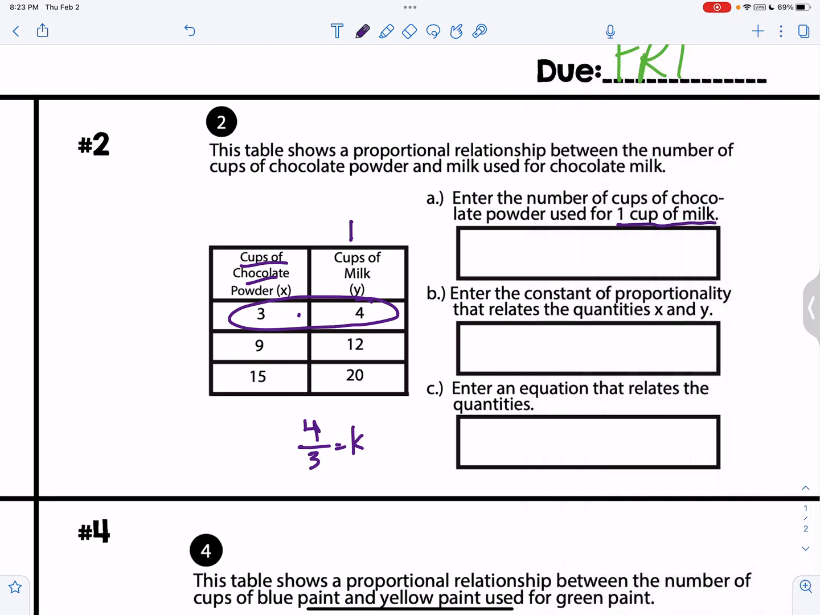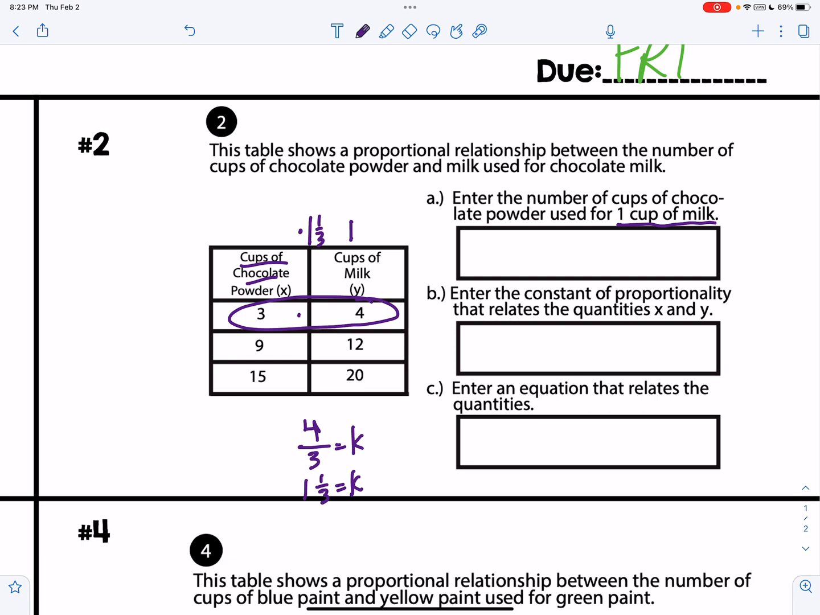And so our 4 over 3 is 1 and 1/3. So you got to change those. So our K equals 1 and 1/3. So that means times 1 and 1/3 is going to be my constant of proportionality to get from X to Y. So to go backwards, I'm going to have to do the 1 divided by that fraction to get X, okay? And so we don't divide by fractions, we multiply by the reciprocal.